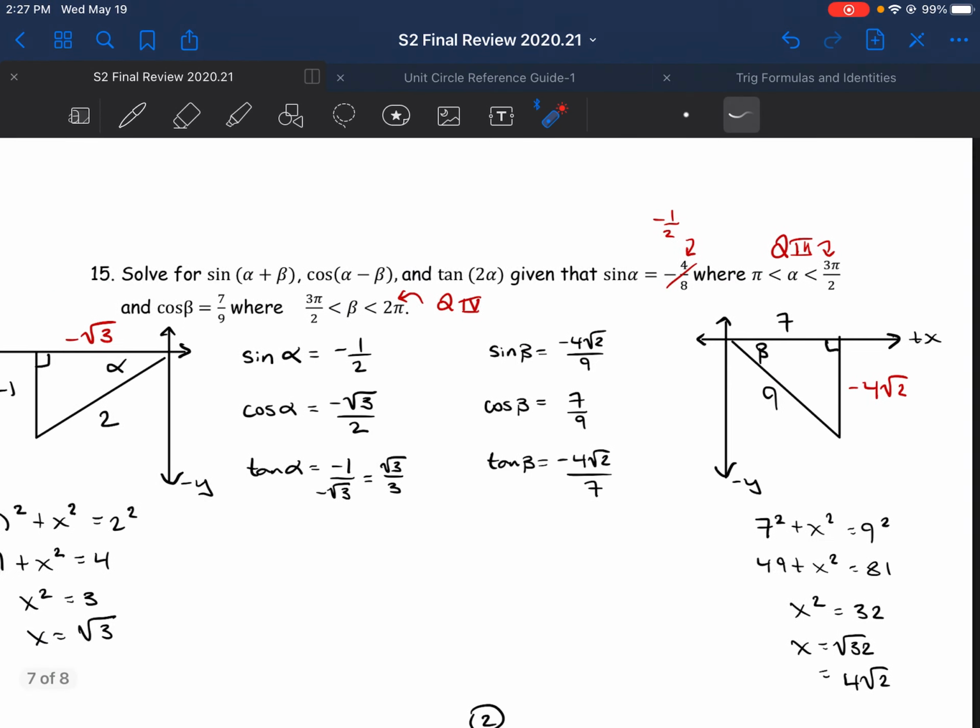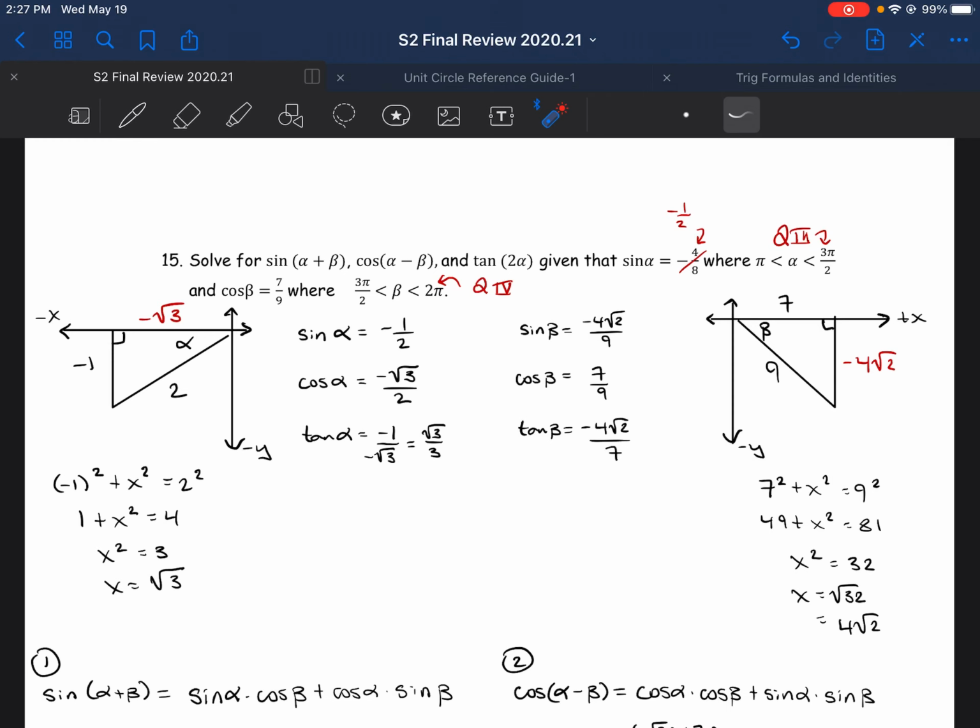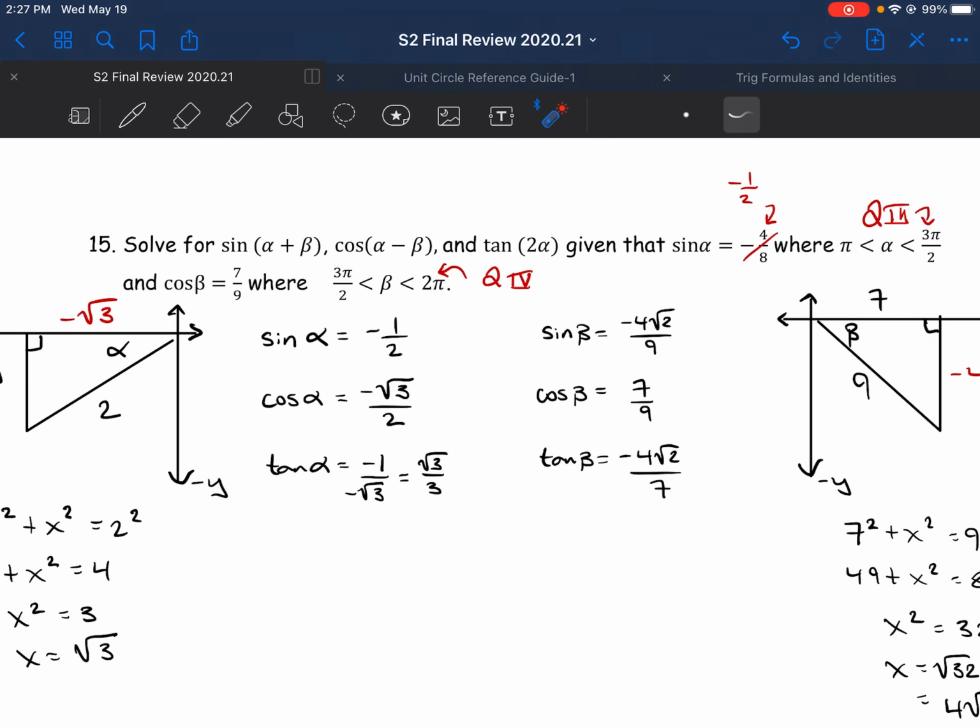All right, last problem, number 15. We want to solve for the sine of alpha plus beta, the cosine of alpha minus beta, and tangent of 2 alpha, given that the sine of alpha is negative 4/8 and that alpha is between pi and 3 pi over 2. And also that cosine of beta is 7/9, where beta is between 3 pi over 2 and 2 pi.